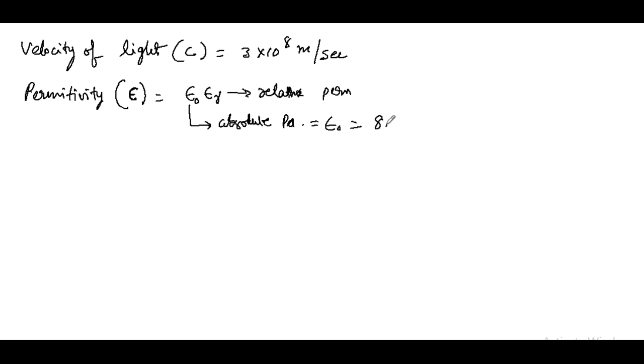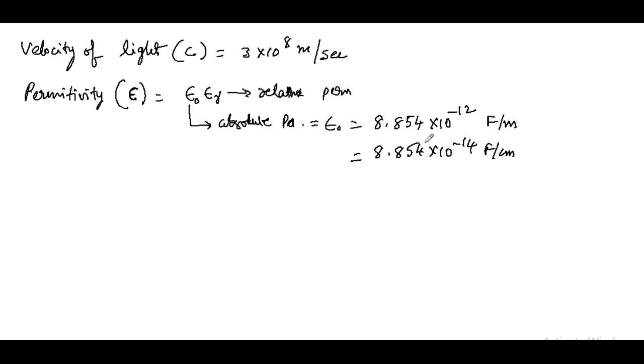That value is 8.854 into 10 to the power of minus 12 farads per meter. So in terms of meters, this value is 10 to the power of minus 12, and if you want to write in terms of centimeters, this value becomes 8.854 into 10 to the power of minus 14 farads per centimeter. So this is also one of the constant parameters we have to use in electric field.